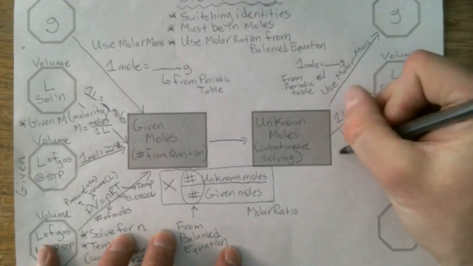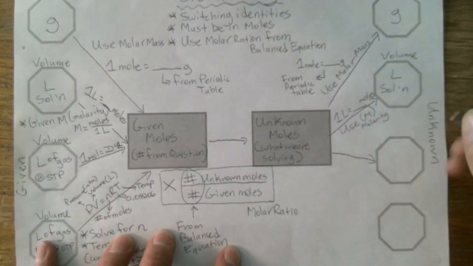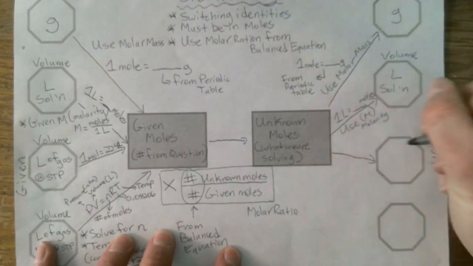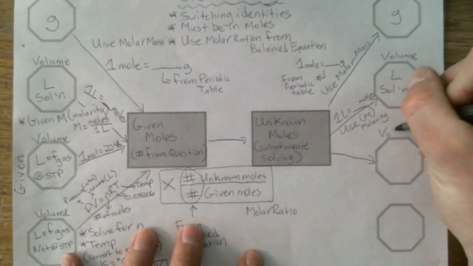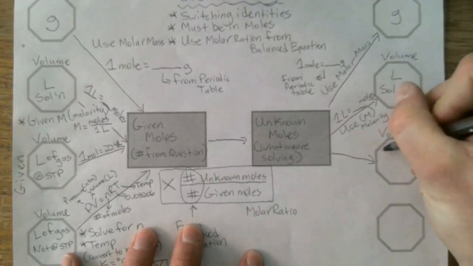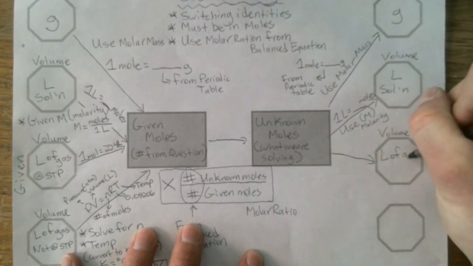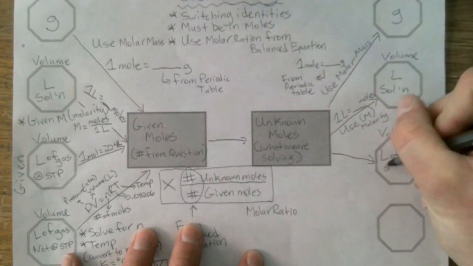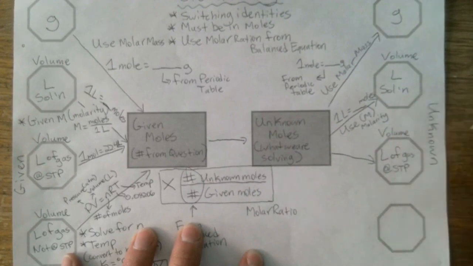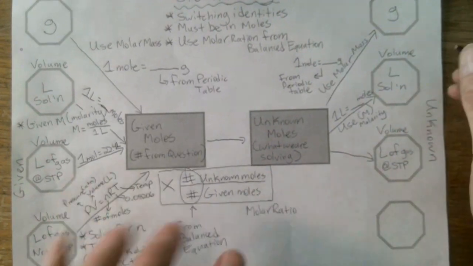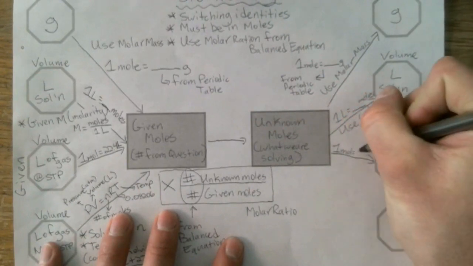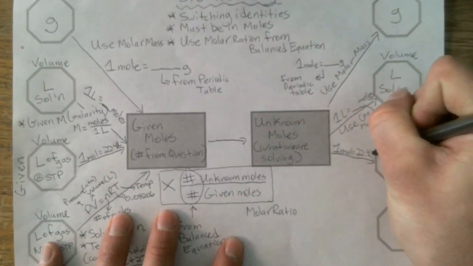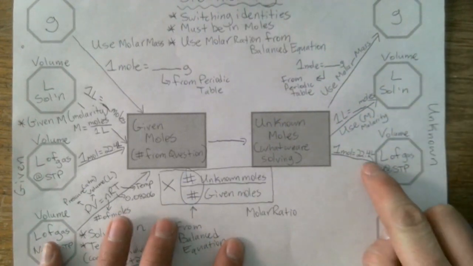And then this right here, we're going to have the same thing as we have on this side. So if we have the volume, so liters of a gas at STP, so standard temperature and pressure again, it's going to be 1 mole equals 22.4 liters. It's going to be our conversion factor there.